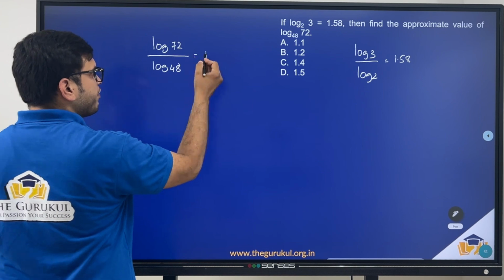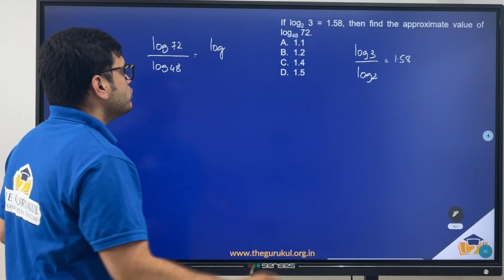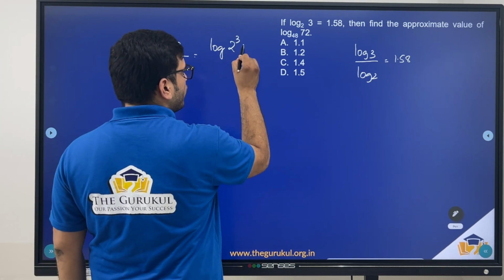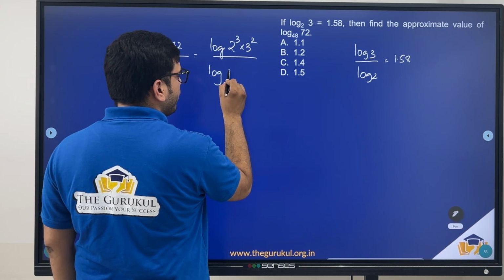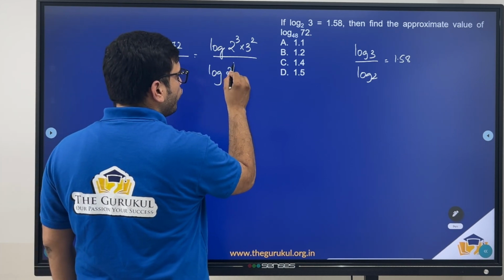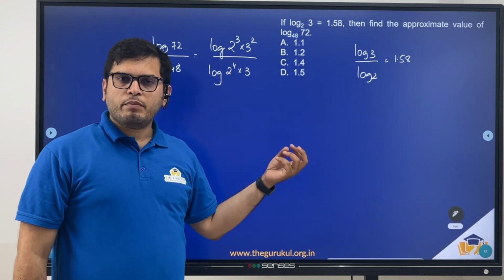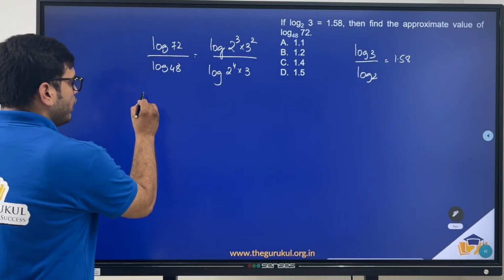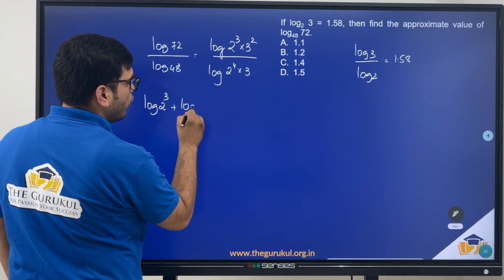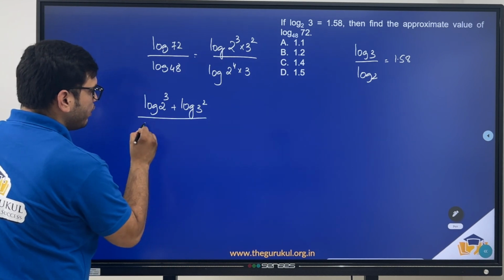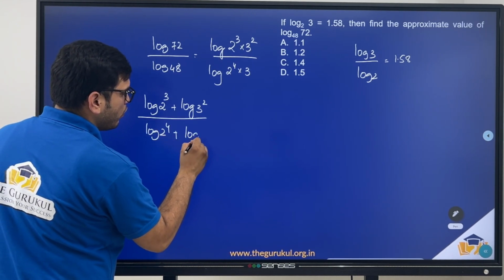Let's prime factorize 72. So log 72 can be written as 8 into 9. 8 is nothing but 2 cube, into 3 square, by log 48, which can be written as 16 into 3. So 2 power 4 into 3. Right. Log xy is nothing but log x plus log y. So we'll be having log 2 cube plus log 3 square by log 2 power 4 plus log 3.